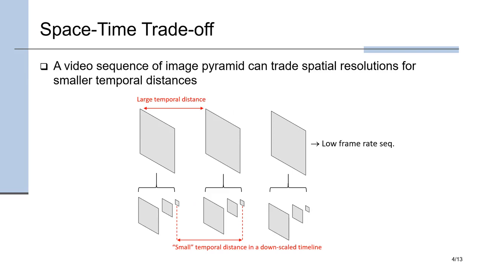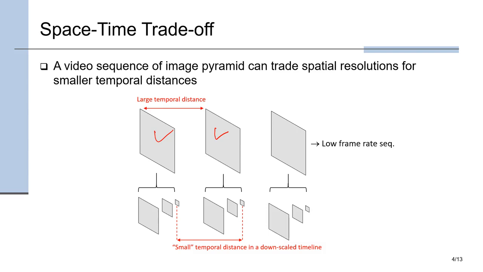Image pyramid is also good for space-time trade-off. For example, if you have a low frame rate video sequence, 2 consecutive frames in the video sequence may have a long temporal distance, which makes motion analysis quite difficult because when the temporal difference between 2 consecutive frames is large, the motion can be hard to predict from frame to frame.